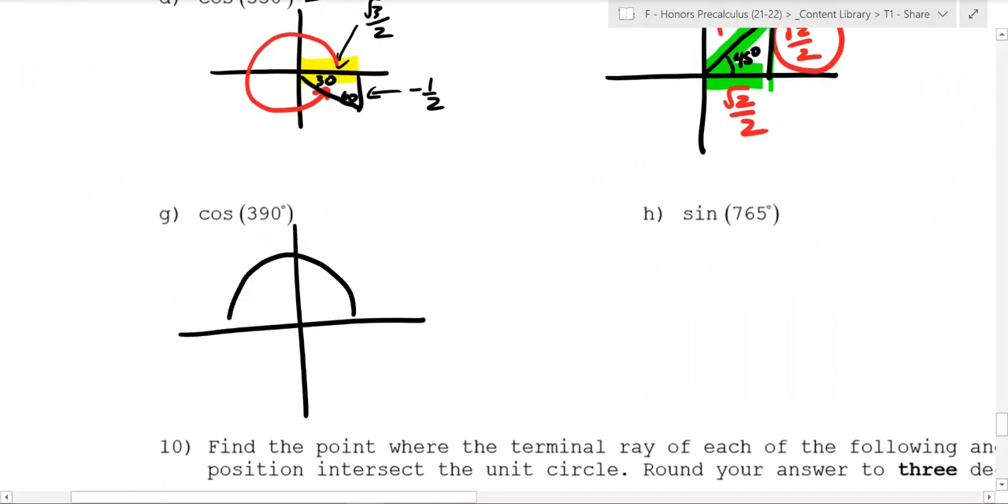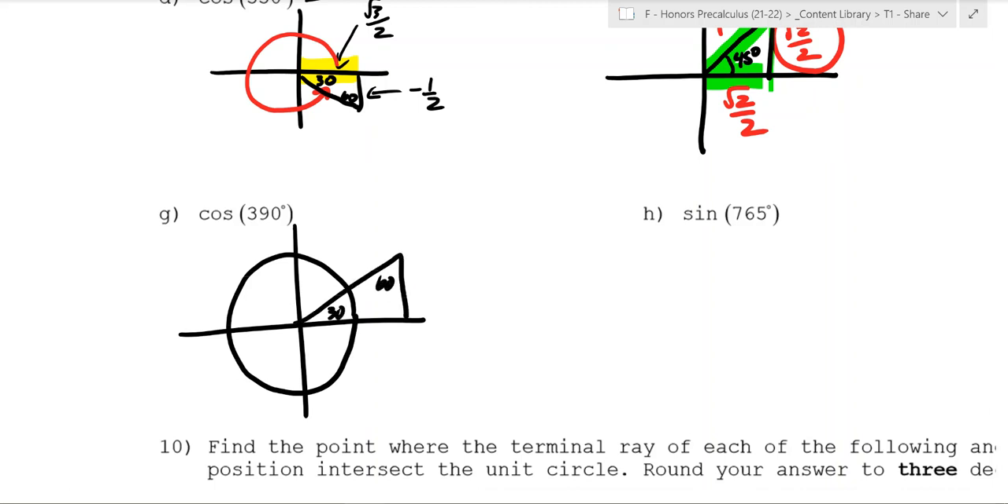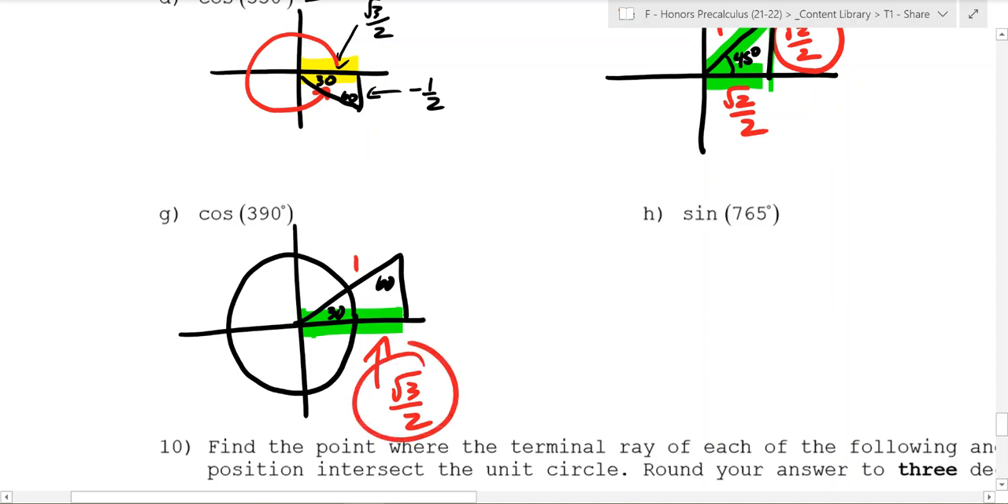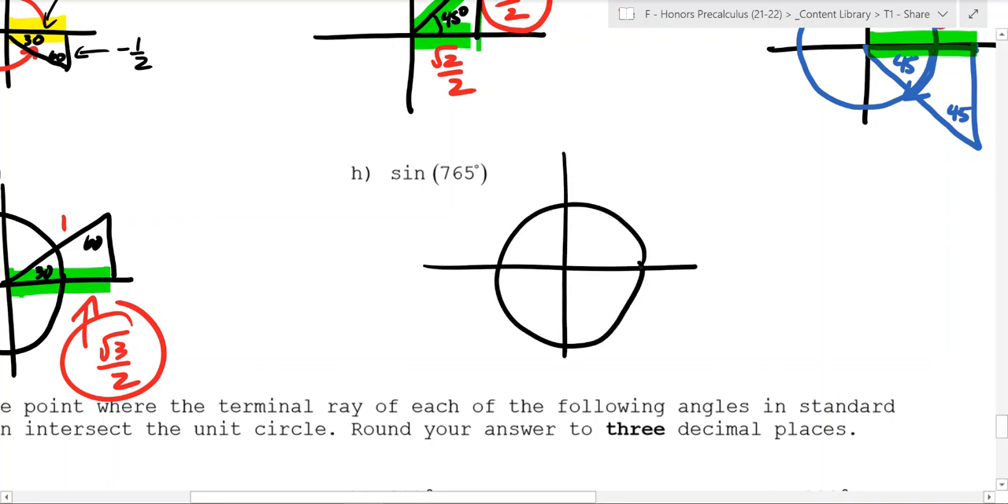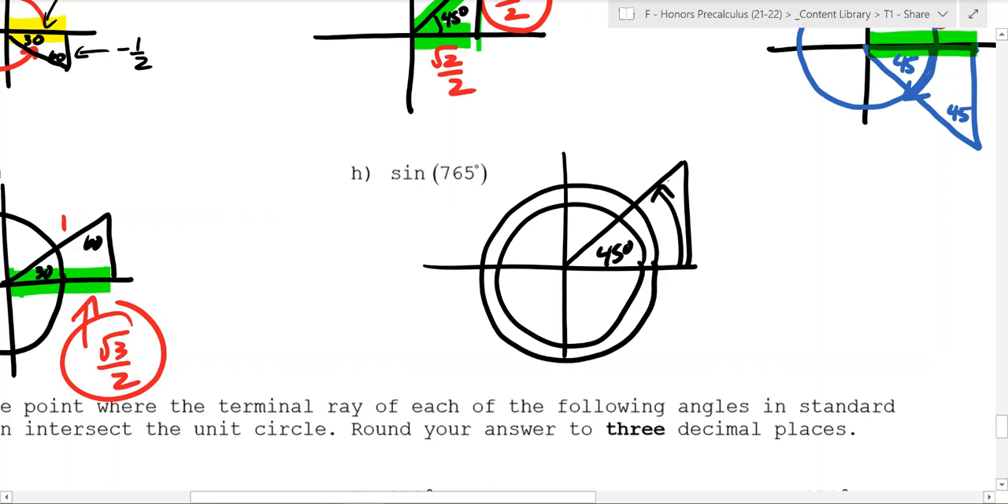Cosine of 390, you're going to go around to 360 and then go 30 degrees more. So you have a 30, 60. Cosine is the x value again. The long side of a 30, 60, 90 triangle is root 3 over 2 when the hypotenuse is 1. So the answer here is root 3 over 2. And then 765, you're just going to go around twice. So you have 360 and then 720, and then you go 45 degrees more to get to 765. So you end up with 45, 45, and again, you're looking for the y value because it's sine this time. So it's going to be root 3 over 2. So you can go around multiple times, and we know that theoretically makes sense because these functions are cyclical.